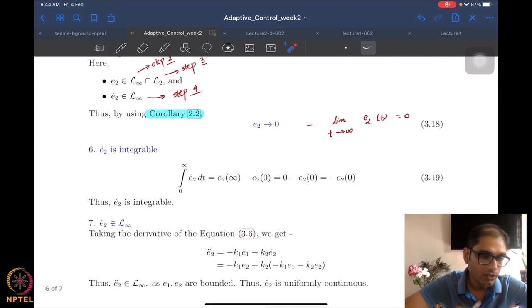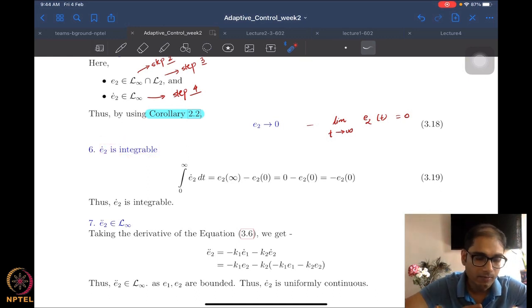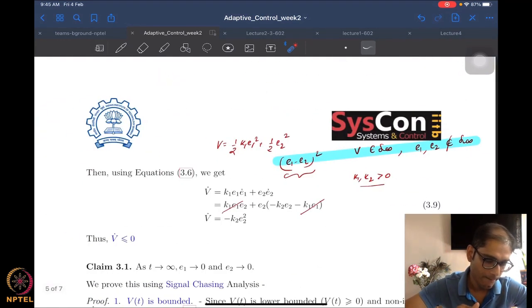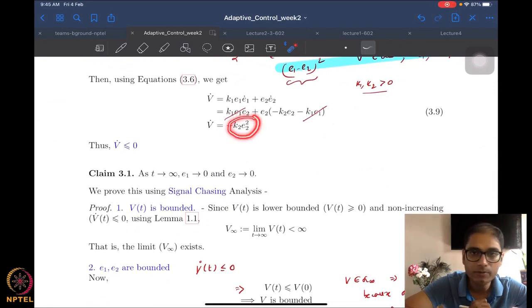All right. So in the next step, we want to prove that the signal E2 dot is an integrable signal. Notice where we started. This is very, very critical again, because these steps are rather standard. So you need to understand these steps very well. Notice where we started in step 6. Until step 5, we've been able to prove that E2 goes to 0. And what exactly is E2? E2 is the only quantity that shows up in V dot.